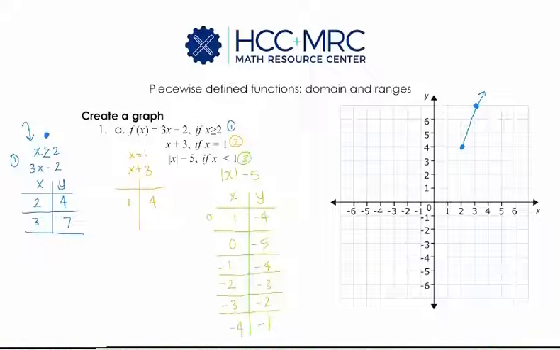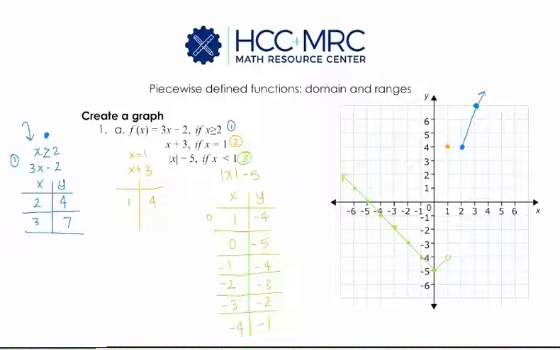Now the second function is just one singular point at 1, 4, and it's a closed circle because it is equal to. Now for the last one, we're going to graph that first point, the 1, negative 4, with an open circle because it is not defined, because technically speaking, the point at positive 1 is not part of our domain because it is restricted by x is less than 1.